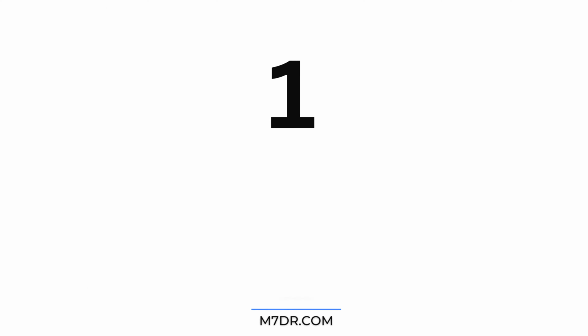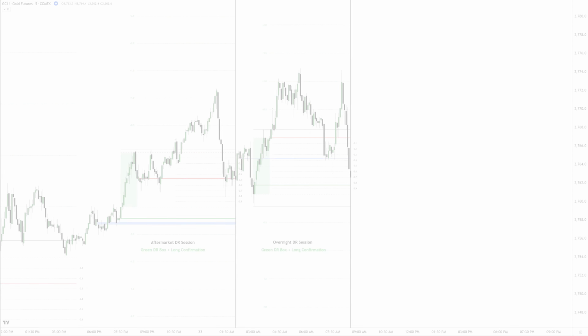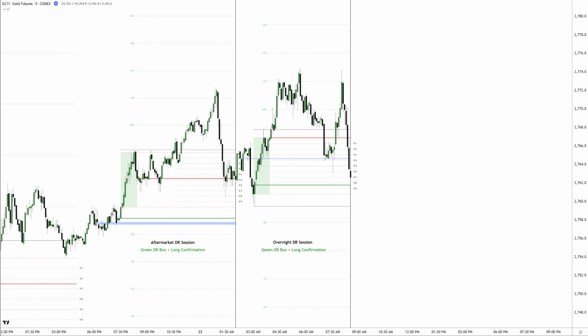Let's go! Number 1. Gold Futures, Wednesday's price action, identifying a low probability DR upside model. Both the aftermarket and overnight DR sessions formed green DR boxes, confirmed longs, and continued higher while keeping the aftermarket DR session lows intact. This was a strong indication that a DR upside model was still intact and could potentially continue into the next session.